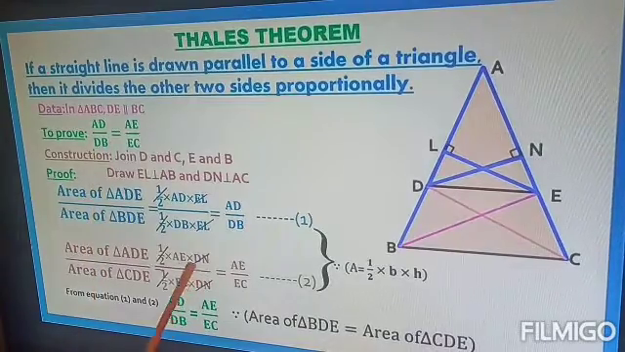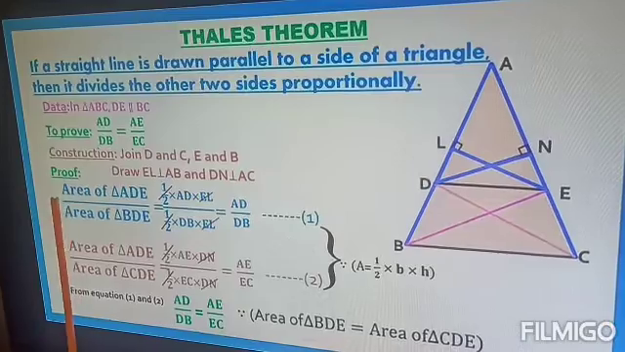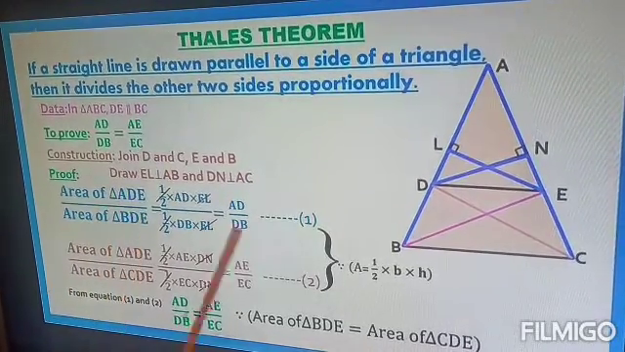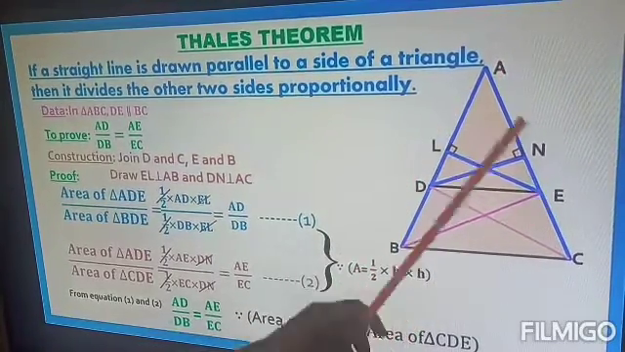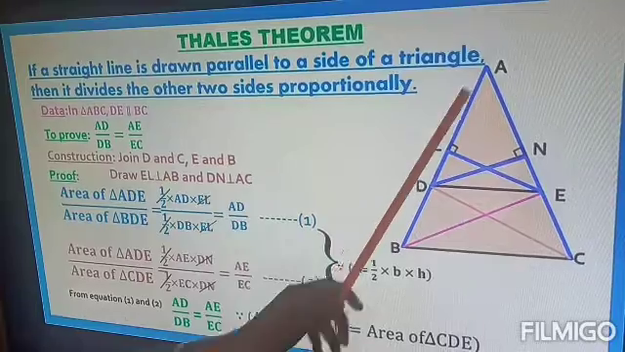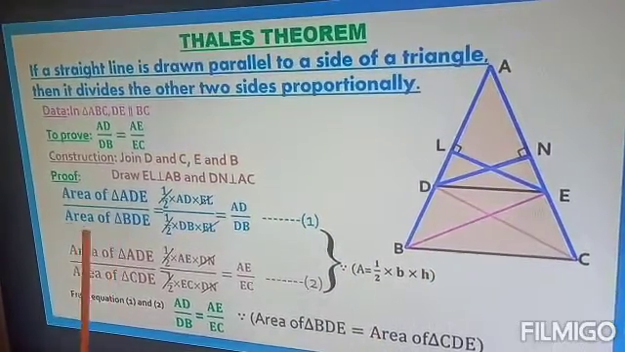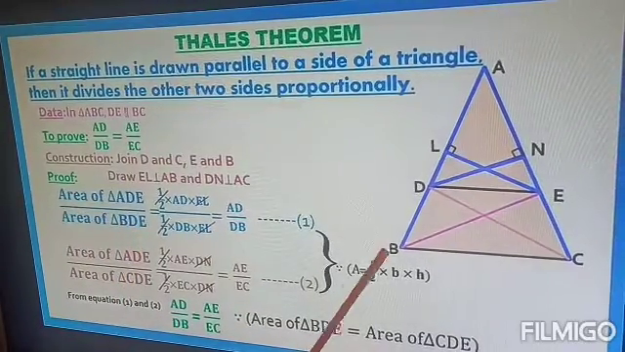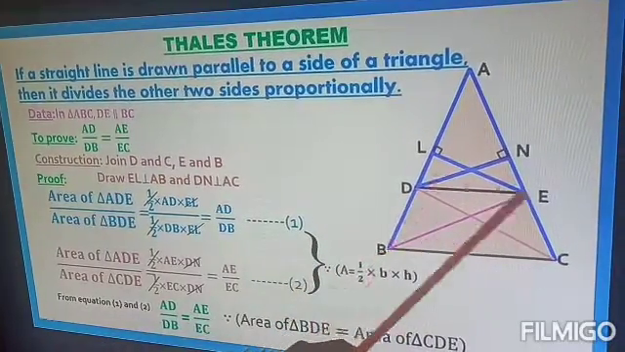This we have to prove with reason. In a proof, we have to take the area of triangle ADE, then in the denominator, the area of triangle BDE. These are the two triangles, ADE and BDE.